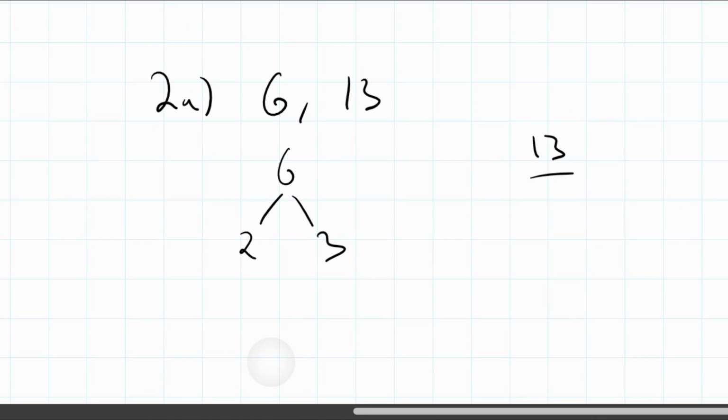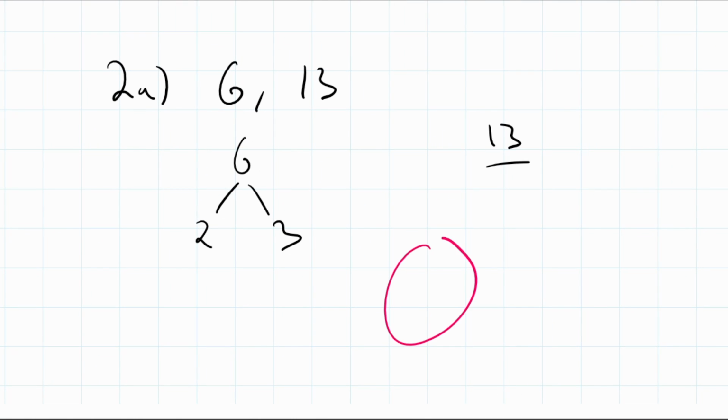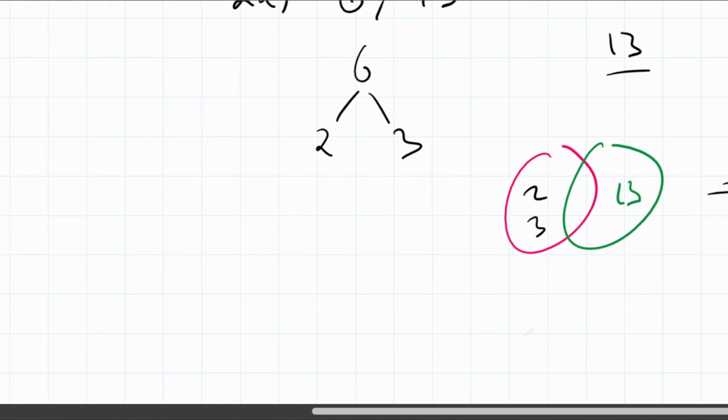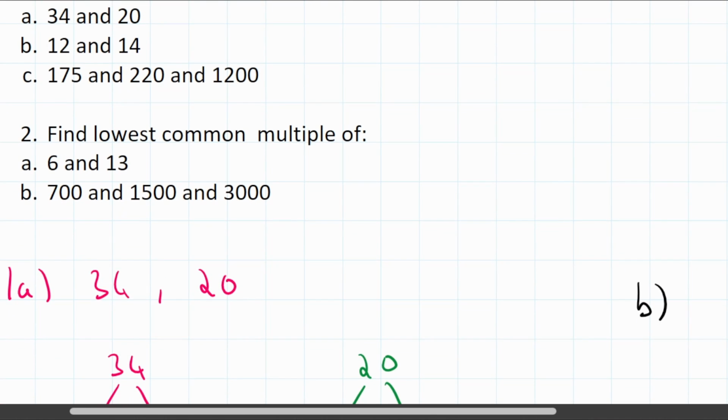And so you can say basically that the lowest common multiple of these is, when you do your Venn diagram, when you multiply all the factors together. Now in this case, our Venn diagram is really simple because none of the prime factors are common. So basically you'd have 13 over here, and you'd have 2 and 3 over here, and nothing in the middle. So you'd get just 2 times 3 times 13 to work out what your lowest common multiple is. So that's 6 times 13, which is equal to 78. Cool. And we'll do the next one here, part B, 700, 1500, and 3000.